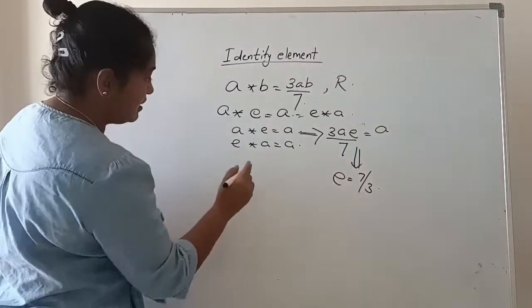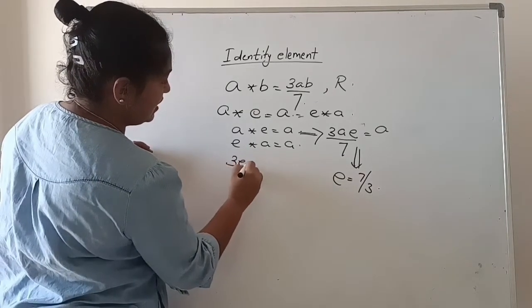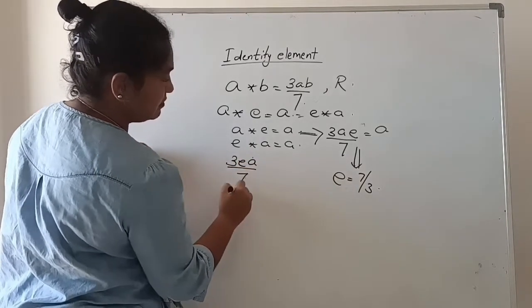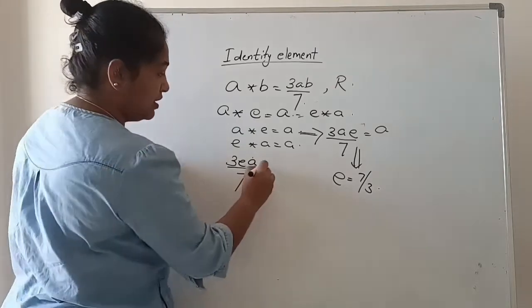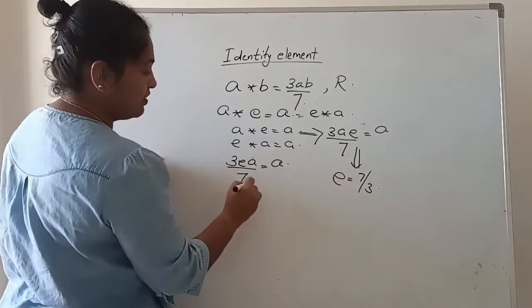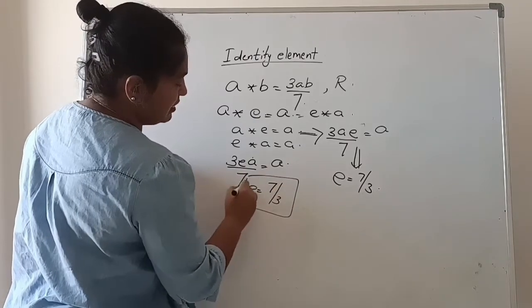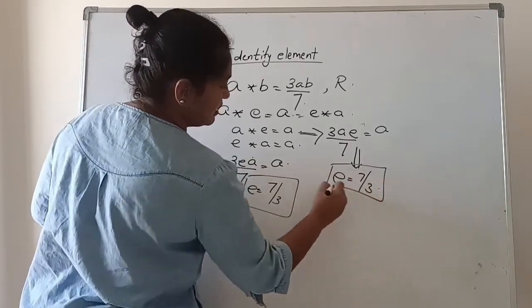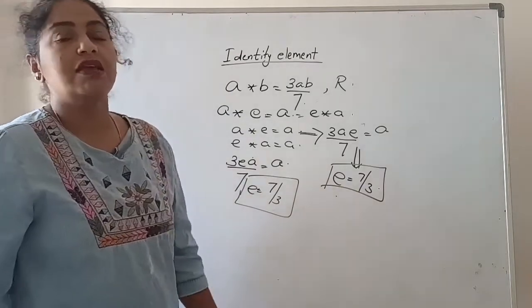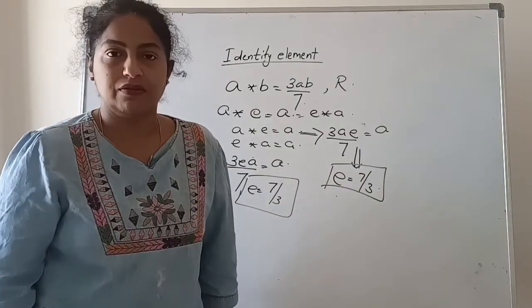E binary A is equal to 3EA by 7. Correct? Fine. This is equal to A. Now, what is the value of E? 7 by 3. In both the cases, I am getting the value of the identity element as 7 by 3. Therefore, 7 by 3 is my identity element.